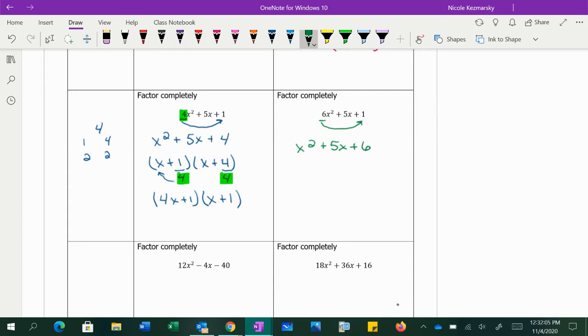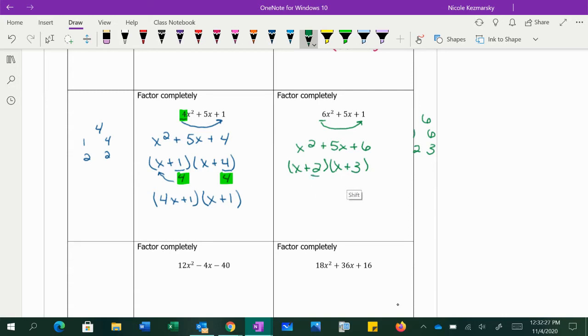And we already factored this one. We did this one above. So 6 is 1 and 6, 2 and 3. And we determined when we did it with the first example that 2 and 3 worked because it got us a positive 5 and a positive 6. So x plus 2 and x plus 3.